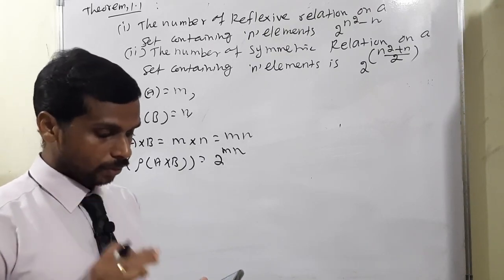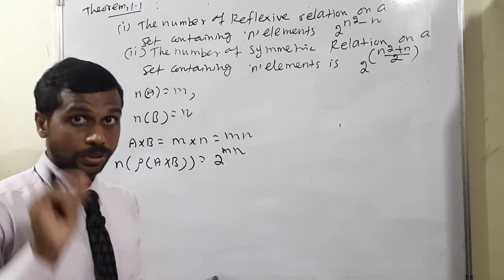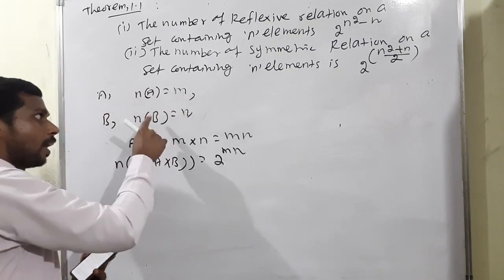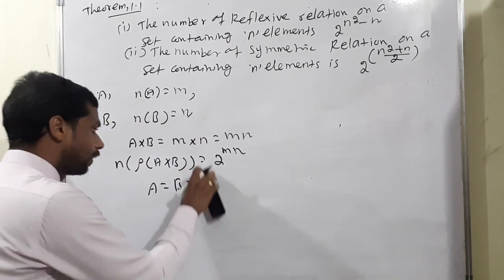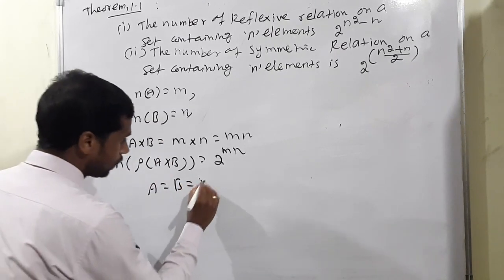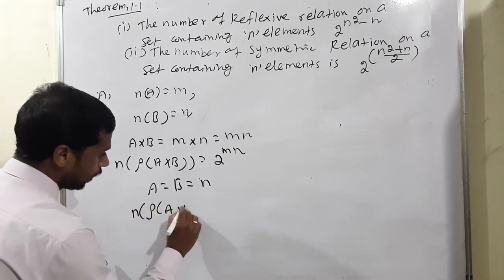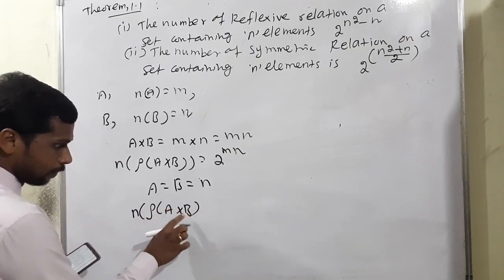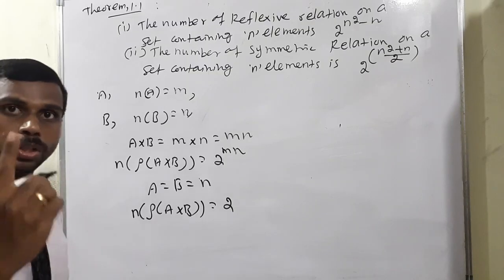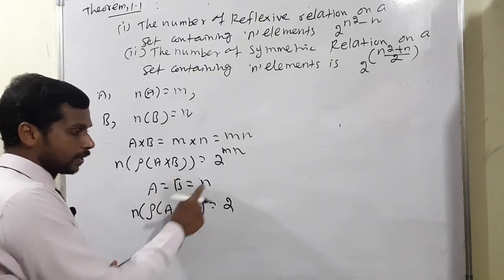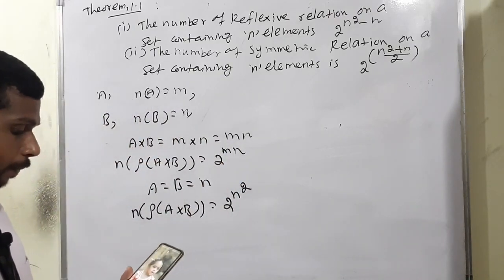Then another condition is also there. In particular, the number of relations on a set containing n elements. So A is the same set as B, so A is equal to B, with n elements. Number of subsets of A into B: A is the same set, B is the same set. Therefore n into n gives n squared. So the number of subsets is 2 to the power n squared. So Theorem 1.1 is saying the same points.